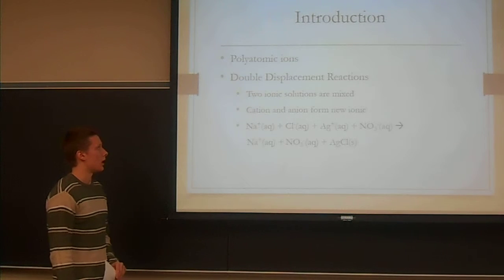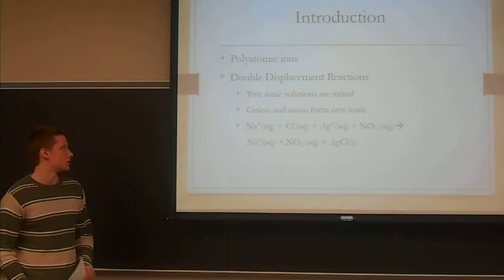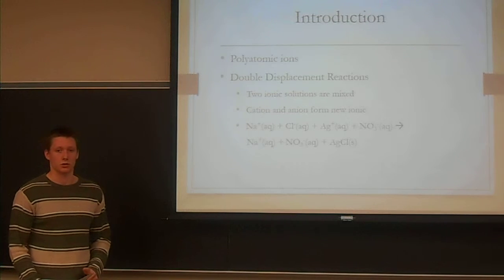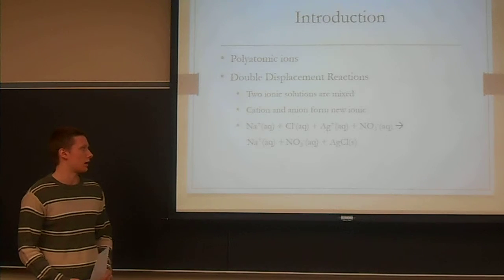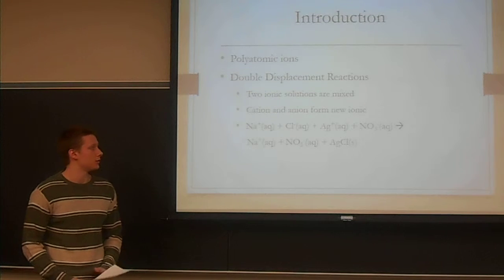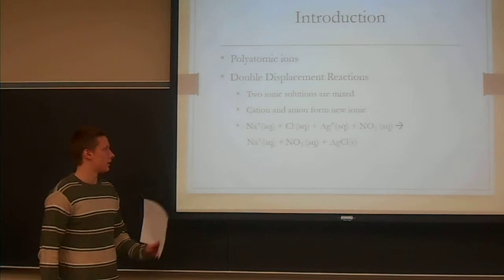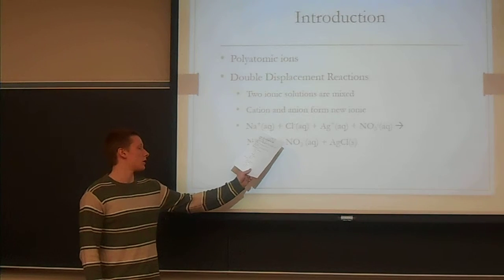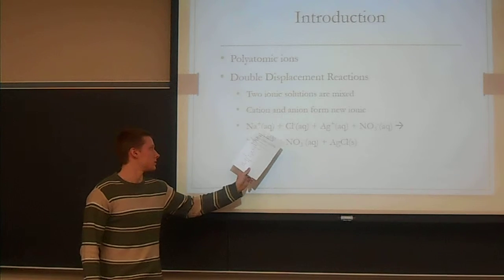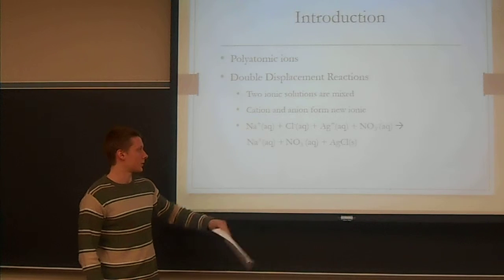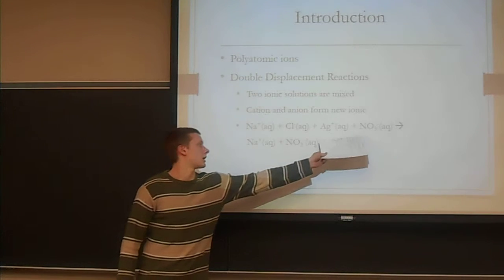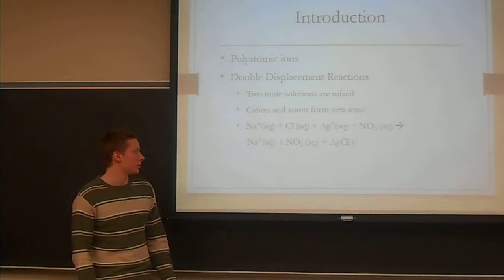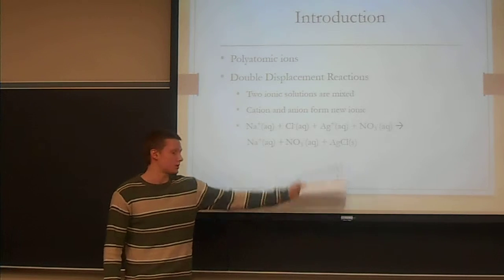So here's more on the double displacement reactions. Two ionic solutions are mixed, and a cation and anion form a new ion. So as you can see here, this cation and this anion will come together to form a new one, and then these two mix together to form.